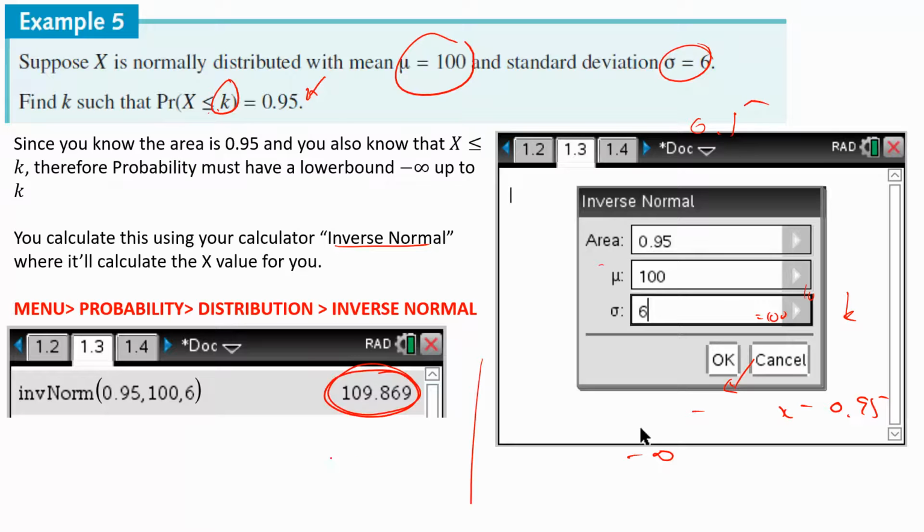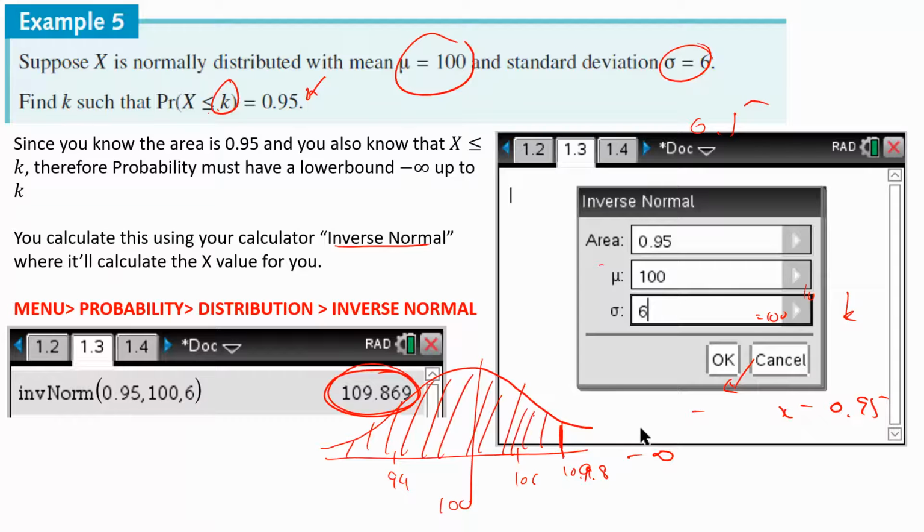So what are they saying? If I drew out the graph for you, mean was 100, 106, and 94, this is what your graph looks like, true? All they're saying is at 109.8, this area is 95%. You have to remember it is from left to right. This only calculates left to right. That's what you must understand.